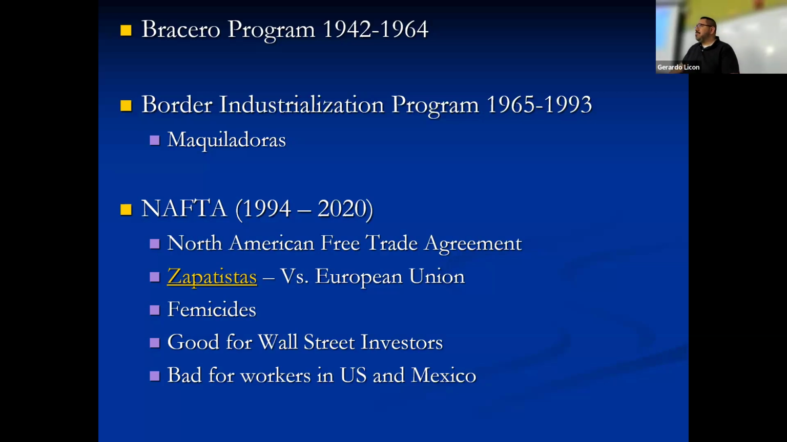Those maquiladoras had to be along the US-Mexico border, and they had to have Mexican ownership. I think it was 27% Mexican ownership that was required in these maquiladoras. But then there was NAFTA, from January 1st, 1994 until 2020. That's the North American Free Trade Agreement. This was an agreement between Canada, the United States, and Mexico to allow for the free movement of products and money across the borders of the three countries without tariffs.